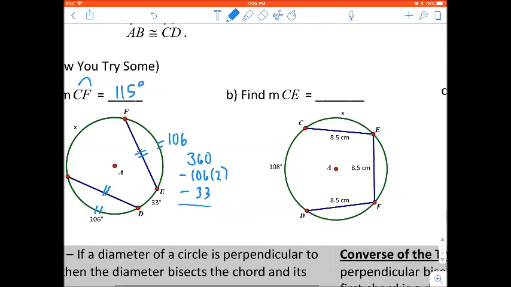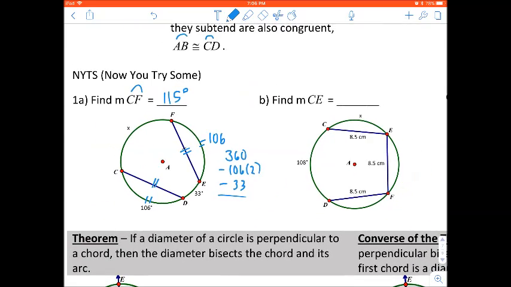If you look at the next example, we have 3 congruent chords. If these are all congruent chords, then the arcs that they intersect are also going to be congruent. If we take 108 away from 360, the total number of degrees in a circle, we get 252. Since those arcs are split evenly, you divide the 252 by 3, and the measure of arc CE or EF or DF is going to be 84 degrees.